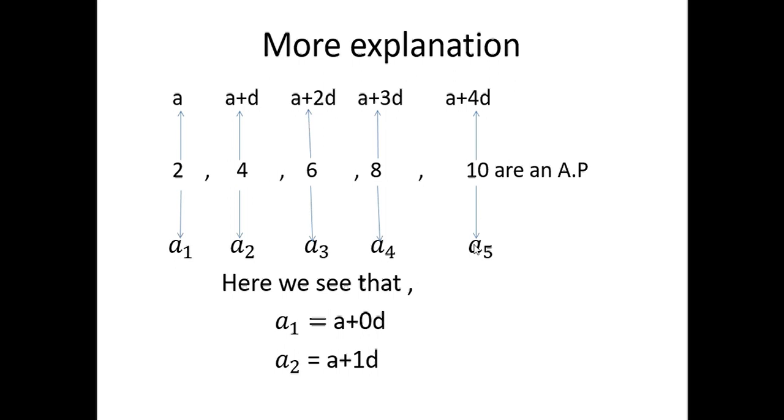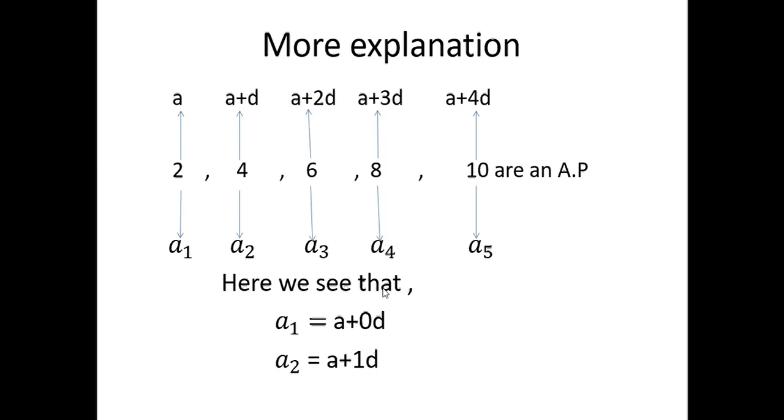Similarly, a5 equal to a plus 4d, that is 4 into 2 is 8, plus 2 equal to 10. So fifth term equal to 10. Now we see that a1 is a, a2 is a plus 1 time d, a3 is a plus 2 times d, a4 is a plus 3 times d, a5 is a plus 4 times d.